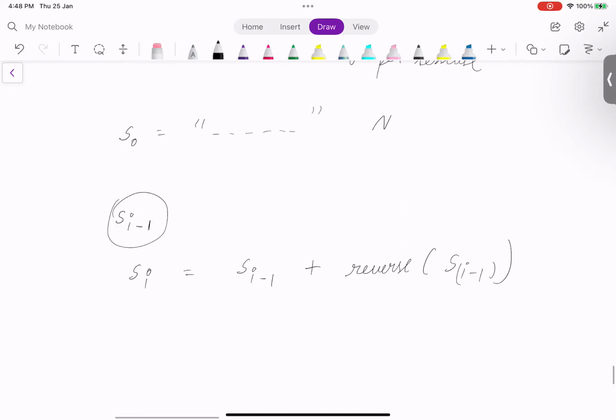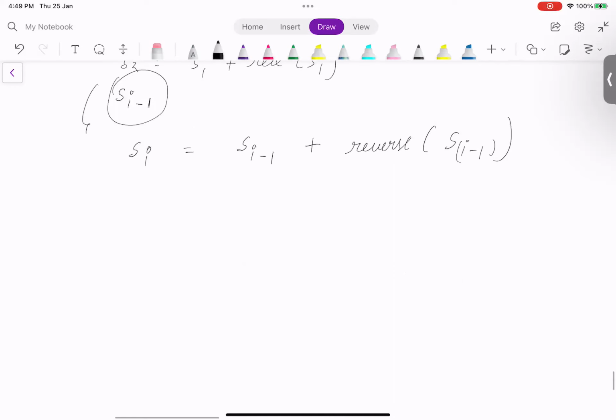Similarly, to deduce the ith string, if the previous (i minus 1)th string is known, it's S of i minus 1 concatenated with the reverse of S of i minus 1. So from S0, S1 is computed as S0 plus reverse of S0. Similarly, S2 is computed as S1 plus reverse of S1. And so on, for any i, Si is computed as S(i minus 1) plus reverse of S(i minus 1). This is what is mentioned.